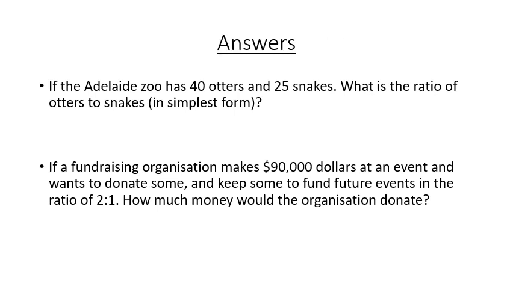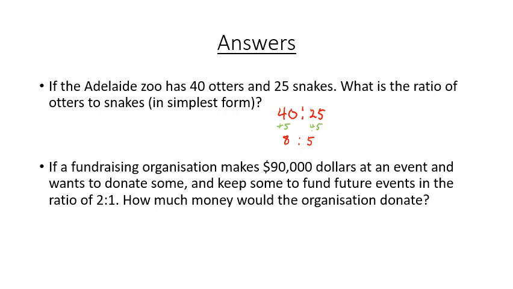Okay, so in our first question it says, if the Adelaide Zoo has 40 otters and 25 snakes, what is the ratio of otters to snakes in simplest form? Well, the ratio is simply 40 to 25, but this is not in simplest form because we can divide by 5 on both sides, and that's going to give us a ratio of 8 to 5. So 8 otters to 5 snakes.